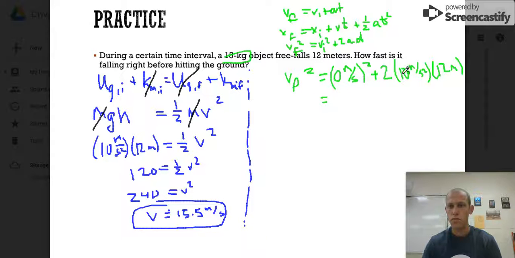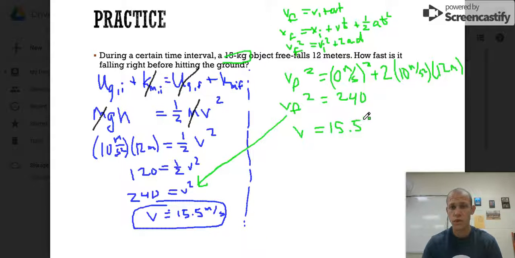Okay, so 2 times 10 is 20. 20 times 12 is 240. Oh, I remember 240 coming up somewhere else. It looks like it's the exact same as this part right here. So when I do that and square root it, the final velocity is going to be 15.5 again.